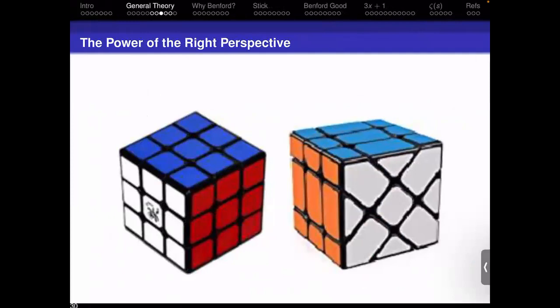So what's really going on with Benford's law is it's looking at things the right way. So I love Rubik's cubes. The one with, I guess, the cross is one of my absolute favorite Rubik's cubes. And when you look at this initially, it looks like a very different cube than the one on the left, the more standard one. But it turns out these cubes are the same if you hold it at a 45-degree angle. And if you look at it the right way, it's the same.